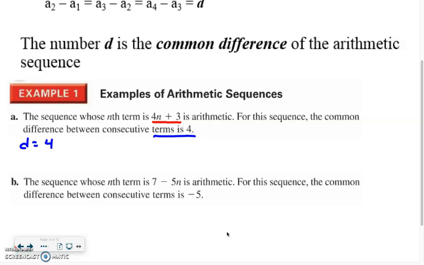Outstanding. All right. Now, what we can do is utilize this explicit definition, and we can find a sub 1, because all that's saying is we're going to let n equal 1. So as we do the math here, 4 times n plus 3, we know that n is 1. So what is my first term, please? 4 times 1 is 4, plus 3 is 7. Now, question for you. What exactly are we supposed to do for this sequence?